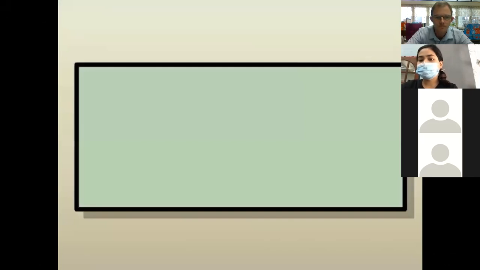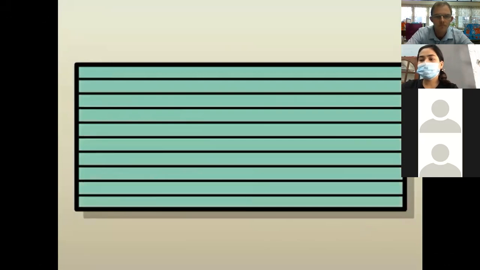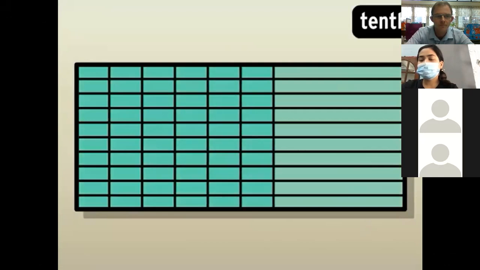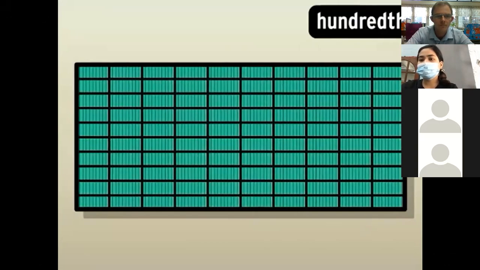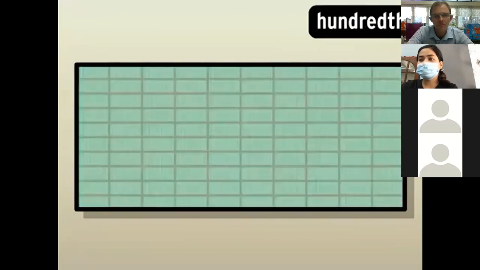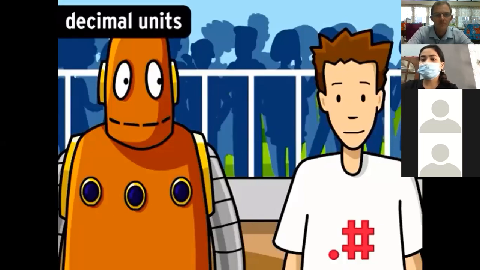Imagine you've got a rectangle that represents one whole object. If you divide it into 10 smaller equal-sized rectangles, you now have 10 parts of 1, tenths. If you divide each of those into 10 smaller rectangles, you have 10 times 10, or 100 parts of 1, hundredths. Now, if you divide each of those into 10 smaller rectangles, you have 10 times 100, or 1,000 parts of 1, thousandths. All of these fractions, tenths, hundredths, and thousandths, are called decimal units.